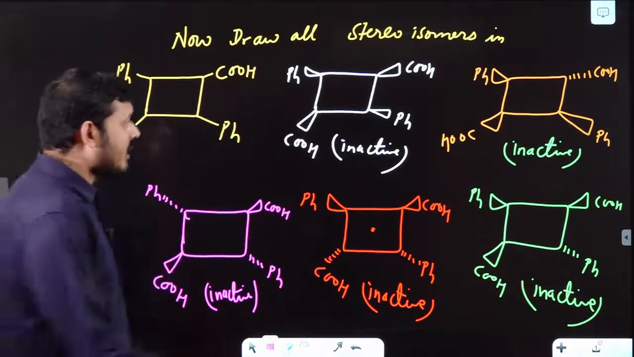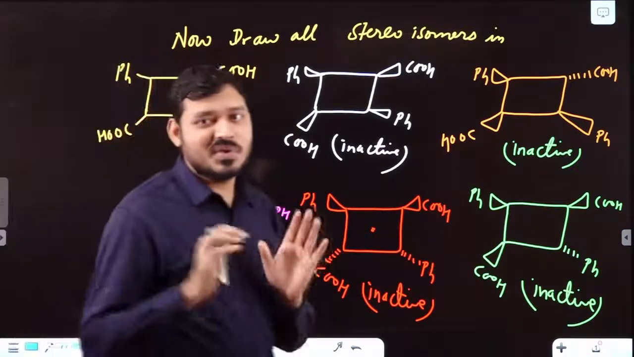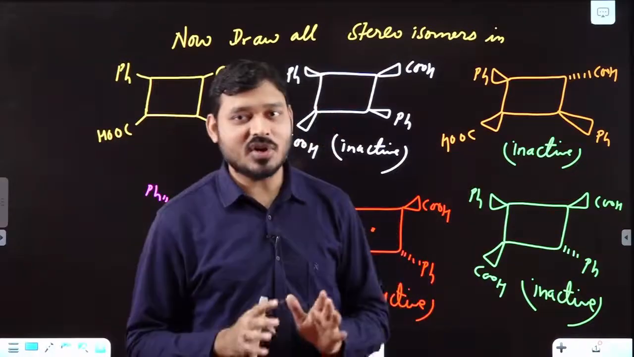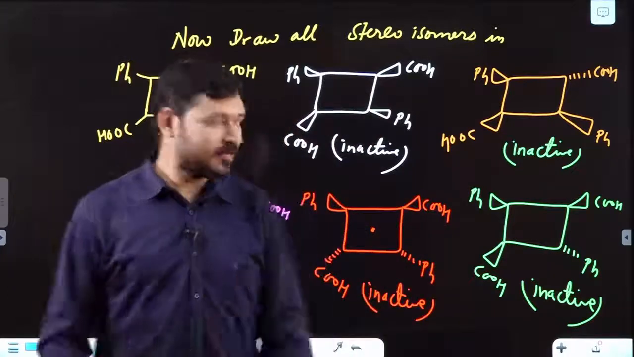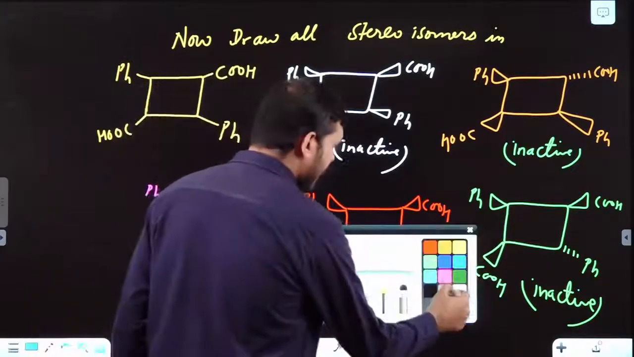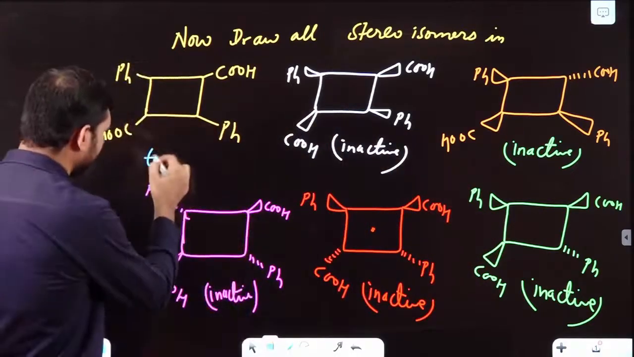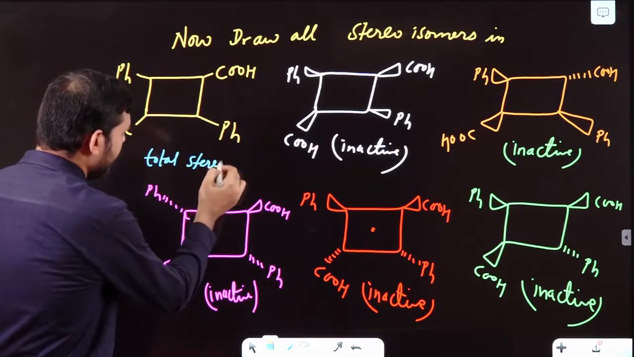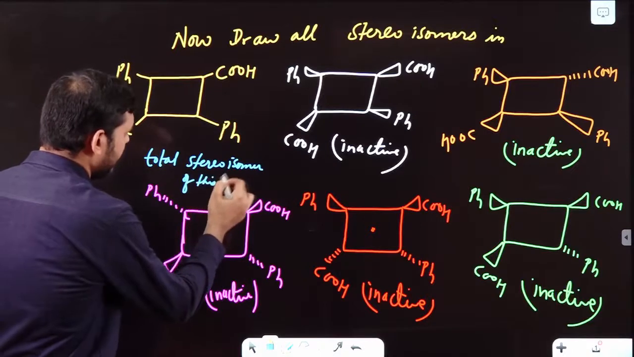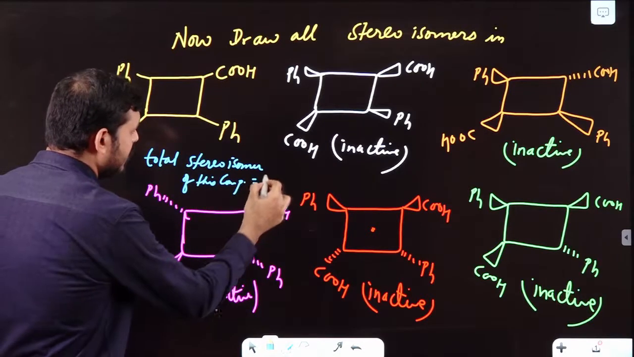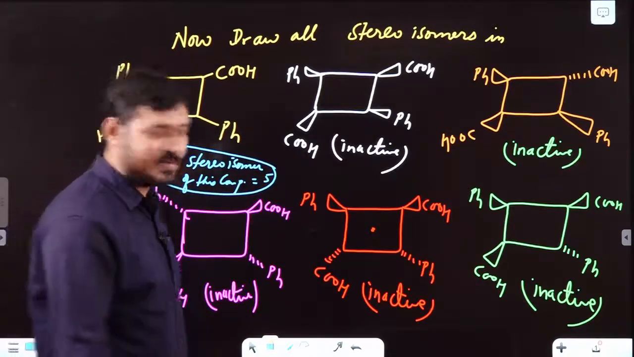So we are having total 1 2 3 4 5. So for this compound you are having 5 stereoisomers, and out of 5 all are optically inactive, no enantiomer. Okay, so I can say total stereoisomers of this compound equals 5. Okay, all are optically inactive. Clear?